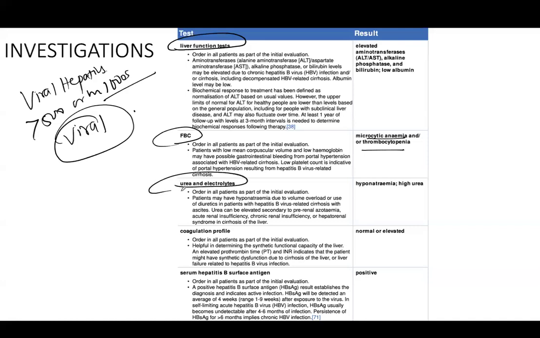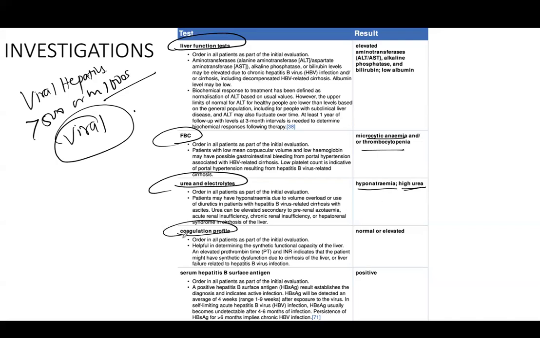Urea and electrolytes, you have to check to rule out any associated hyponatremia and high blood urea, because many times due to hepatitis, there can be hyponatremia due to volume overload or use of diuretics in a patient with hepatitis B related cirrhosis. So you have to check urea and electrolytes.